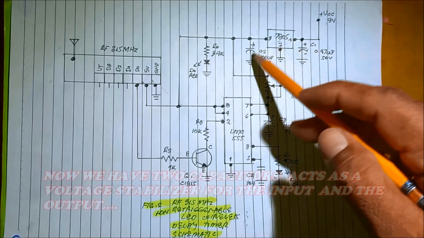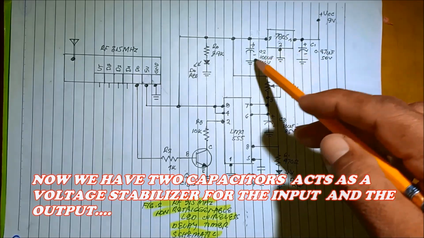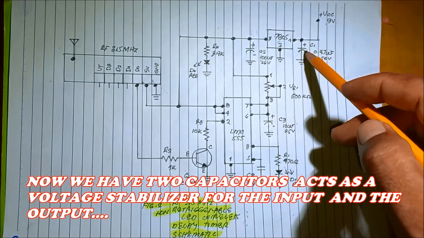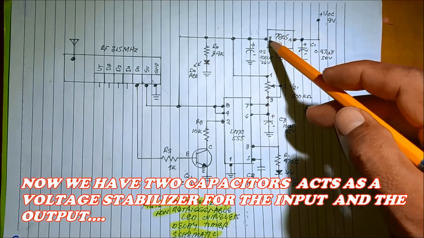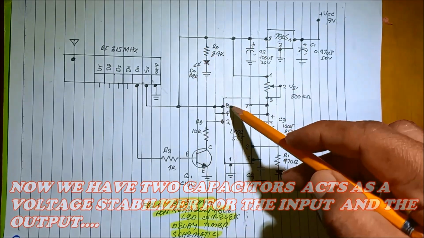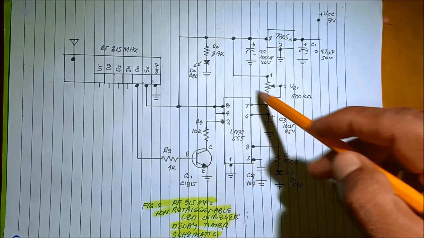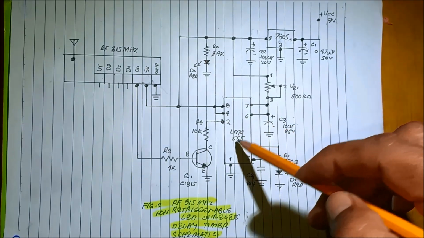Now we have two resistors. They serve as a voltage stabilizer for the input and for the output. And then this output of the 7805 is connected to the pin number 8 of this timer. What is the use of this LMC555 timer?